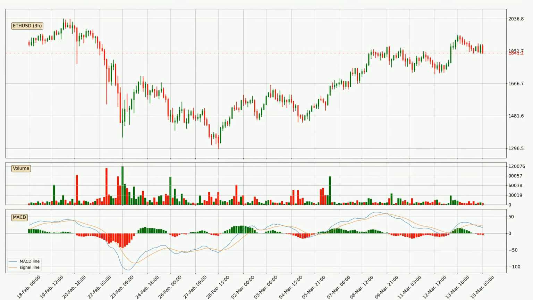Moving to the 3-hourly MACD, the MACD line is below the signal line, which shows that the current trend is on the downside. The momentum is currently indecisive, according to the MACD histogram. This means you should wait and see if the MACD line will cross the signal line, which will be bullish, due to the expected shifting momentum.